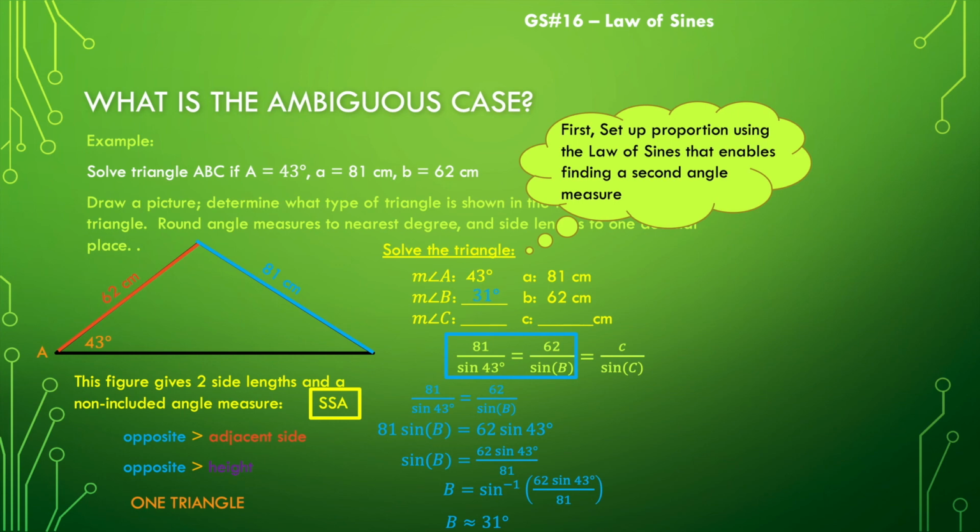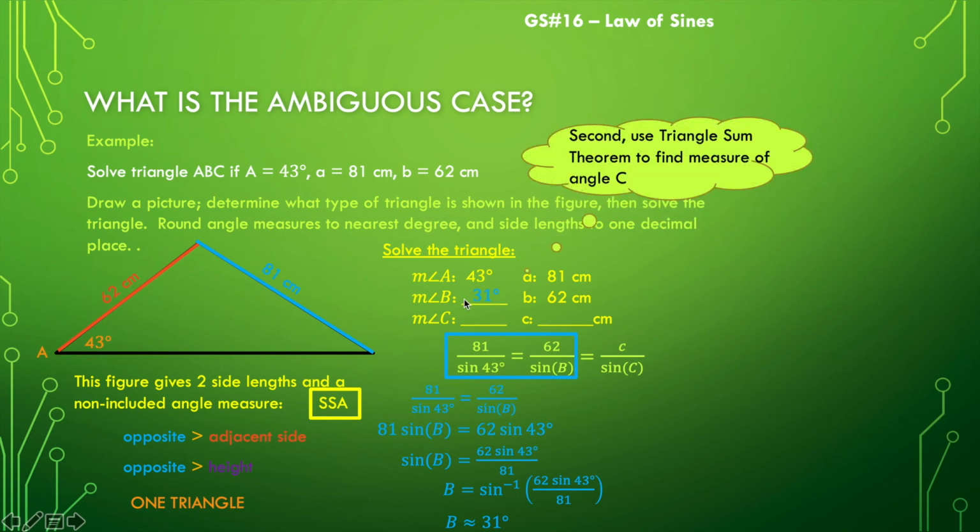All right, great. Now I have two angle measures. So since I've got two angle measures now, I can use the triangle sum theorem to find the measure of angle C. All right, so the triangle sum theorem: add the three measures together and they should equal 180 degrees. So that means the measure of angle C will be 106 degrees.